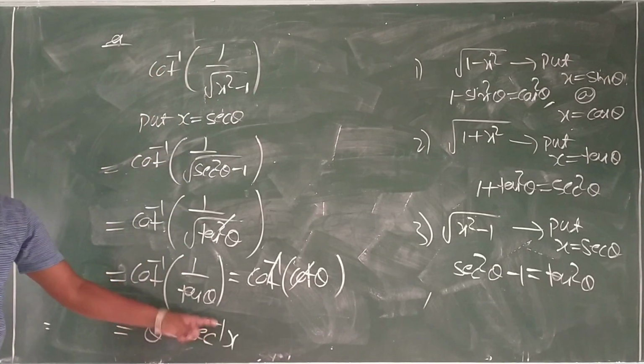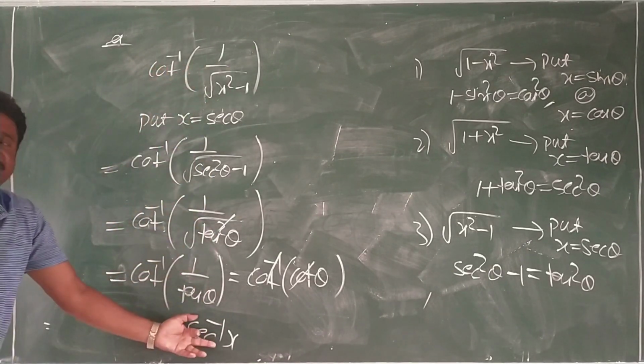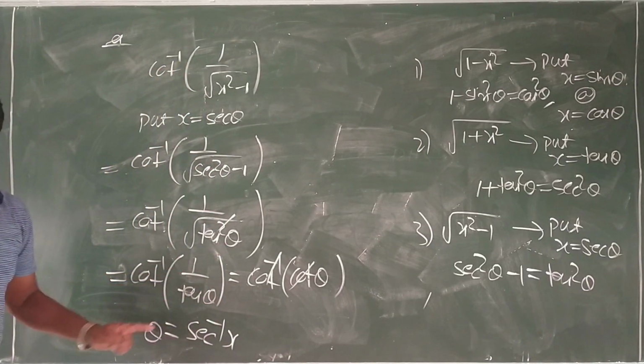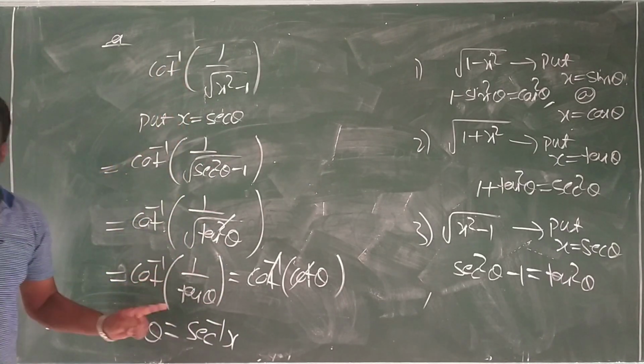What is the simplified form of the given question? Secant inverse x. This function and that function are one and the same, but they are in different forms, that's all. I hope you understood, students.